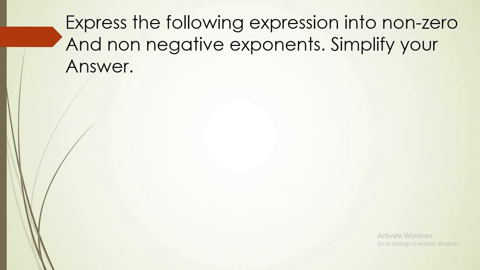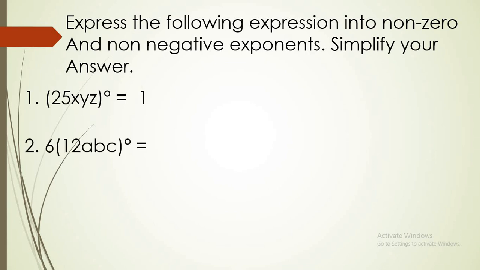Let us now express the following expression into non-zero and non-negative exponents. Simplify your answer. Number 1 is quantity 25xyz raised to 0, which is 1. Number 2 is 6, quantity 12abc raised to 0, and it will become 6 times 1, which is equal to 6.